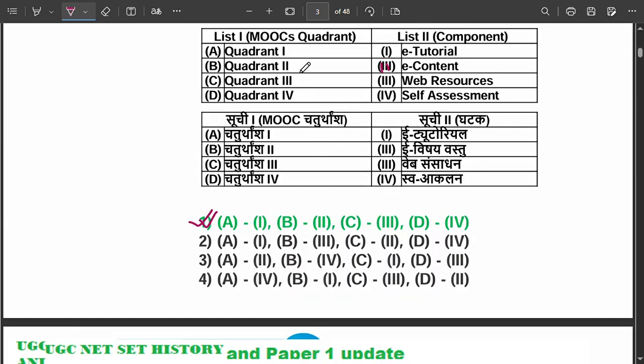Quadrant 1, e-tutorial, so A1. Quadrant 2, B2, e-content. Quadrant 3, web resources or reading material, C3. And quadrant 4, self assessment, D4. So option number 1 was the correct answer.